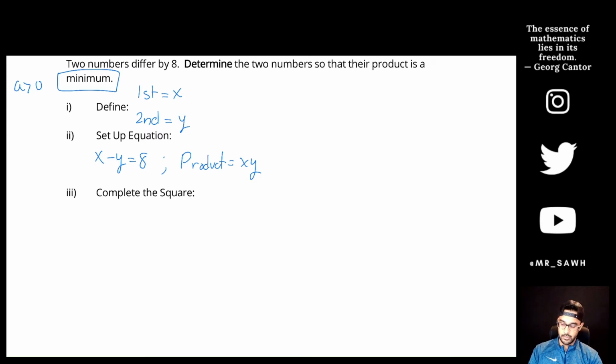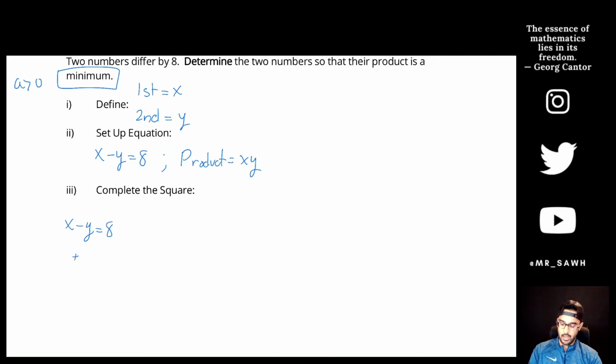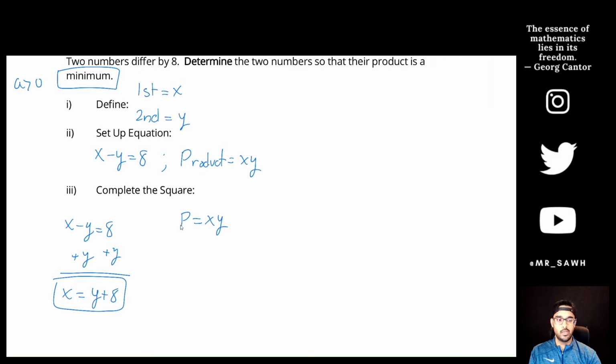So what I'm going to do is take that original equation and solve for one of the letters. Okay, and what I'm going to do is add a y to both sides. So x is going to be equal to y plus 8. Now I have some expression for x that I'm going to use to help me find the product of those two numbers, p for product.